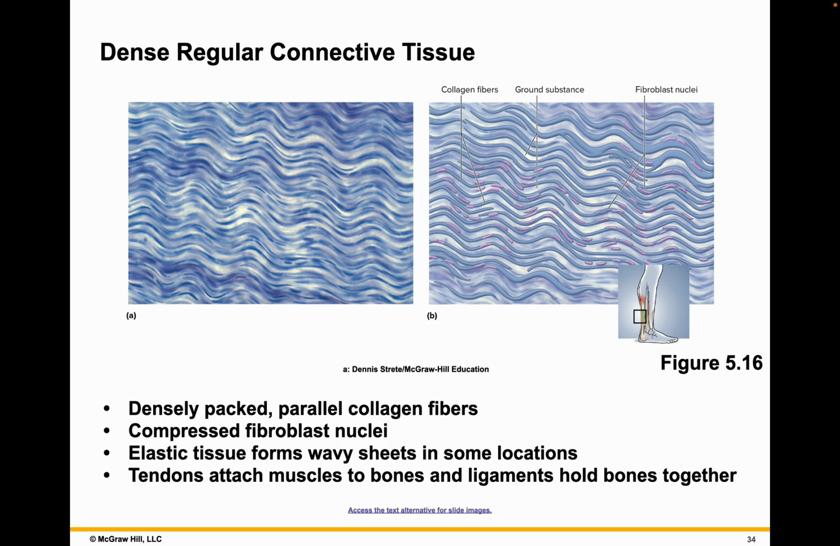Dense regular connective tissue is densely packed, parallel collagen fibers with compressed fibroblast nuclei. The elastic tissue forms wavy sheets in some locations. Tendons attach muscles to bone, and ligaments hold bones together.